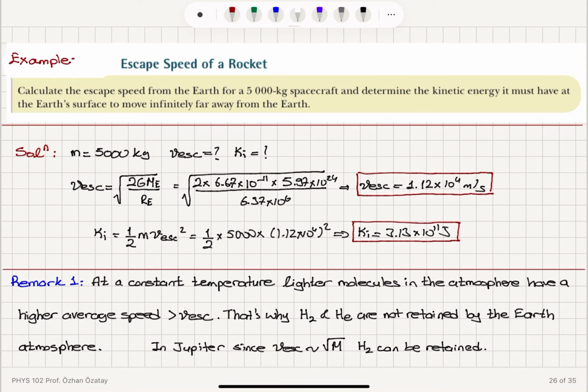So which are the lighter molecules in the atmosphere? Hydrogen and helium. These are very difficult for the Earth's atmosphere to retain because their average speed is greater than the escape speed, so they escape to outside the atmosphere. However, on Jupiter, you can see that the escape speed is proportional to the square root of the mass of the planet. Because its mass is much greater than the mass of the Earth, hydrogen can be retained by Jupiter's atmosphere. So that's an important result.